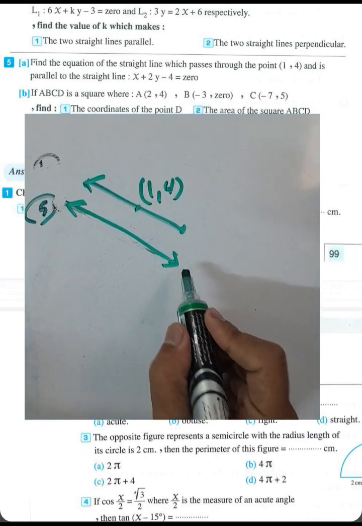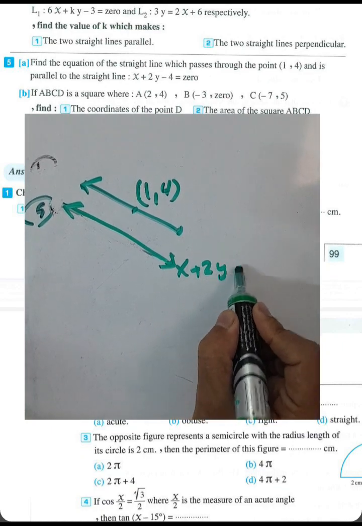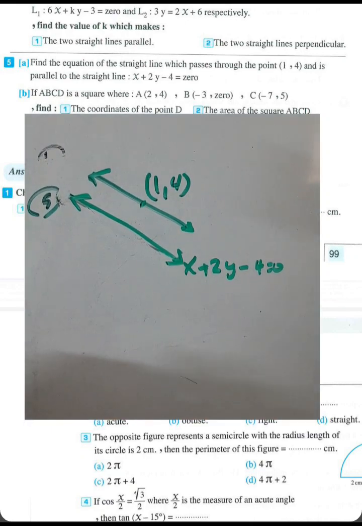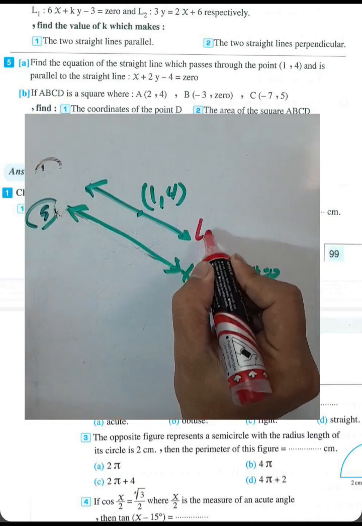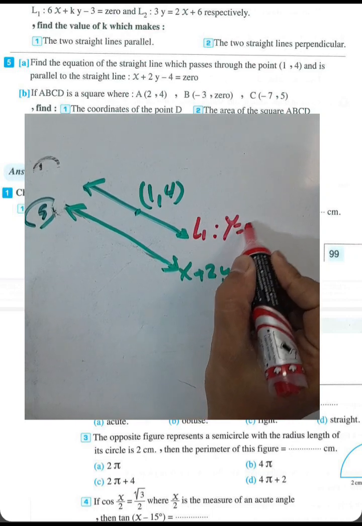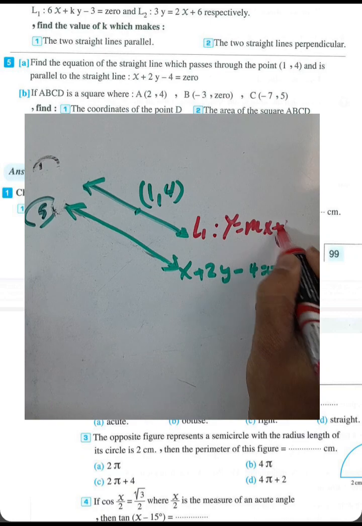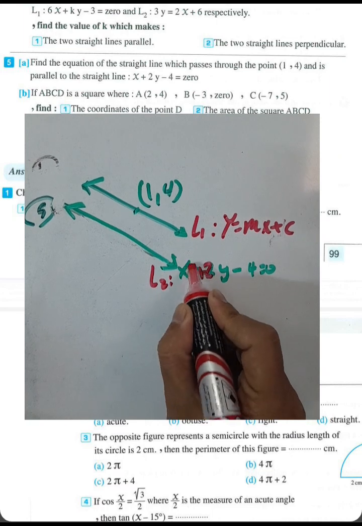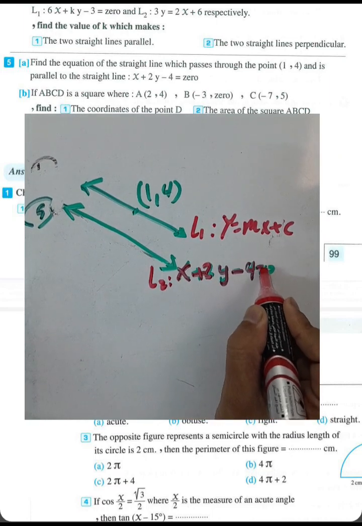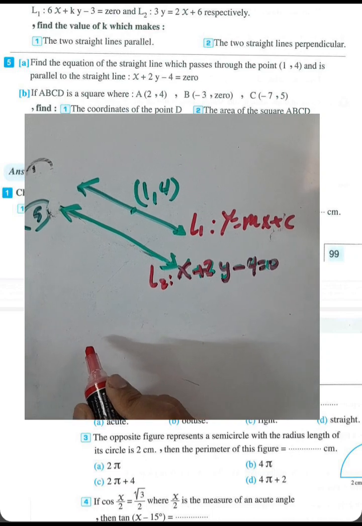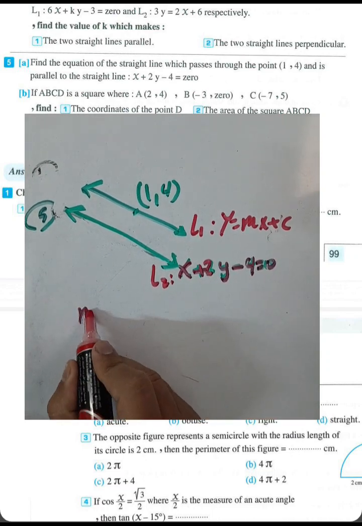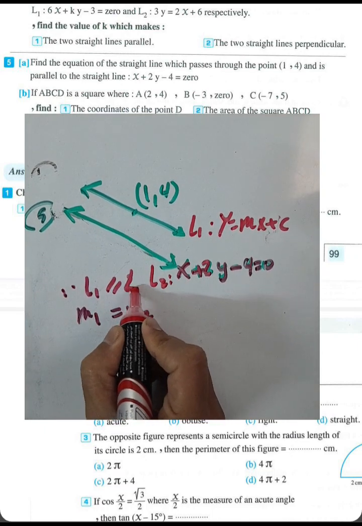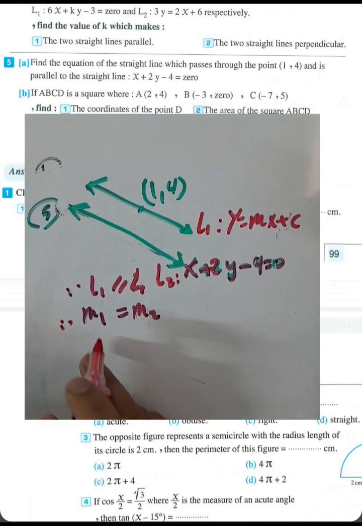They are parallel. Here is a straight line x plus 2y minus 4 equals 0, and the first straight line passes through the point (1, 4). They are parallel. I will write L1 such that y equals mx plus constant, and L2 is the straight line x plus 2y minus 4 equals 0. Then m1 will be equal to m2 such that L1 is parallel to L2. Then m1 equals m2, slope 1 equals slope 2.